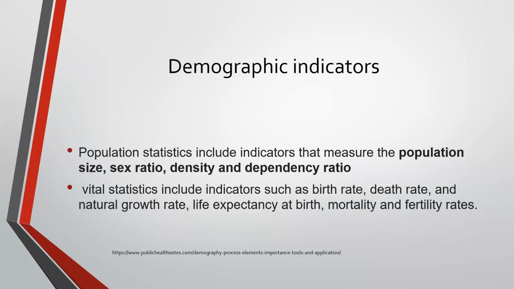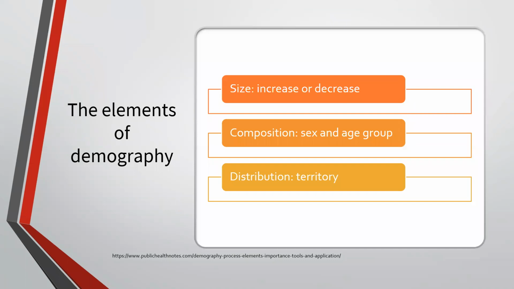So demographic indicators are of two types: population statistics and vital statistics. So population statistics include the indicators that measure the population's size, gender ratio, density, and dependency ratio, while the vital statistics include the indicators such as birth rates, death rates, natural growth rates, life expectancy at birth, mortality, and fertility rates.